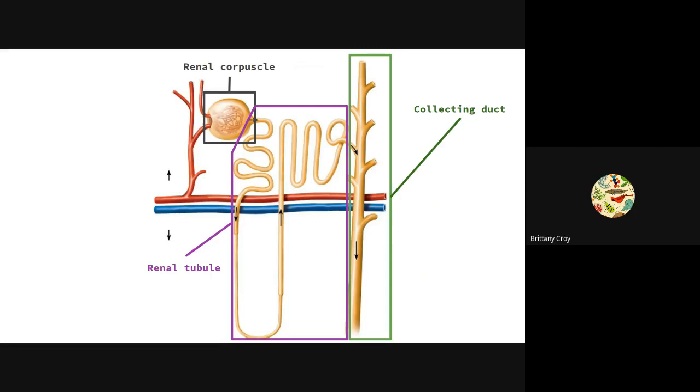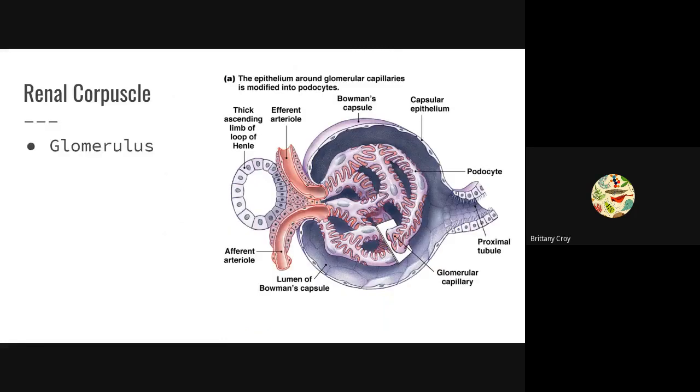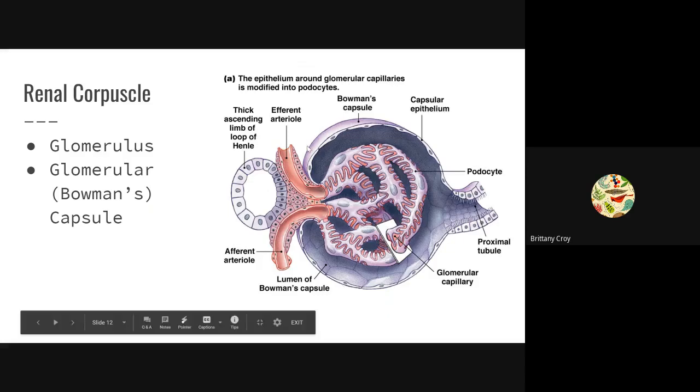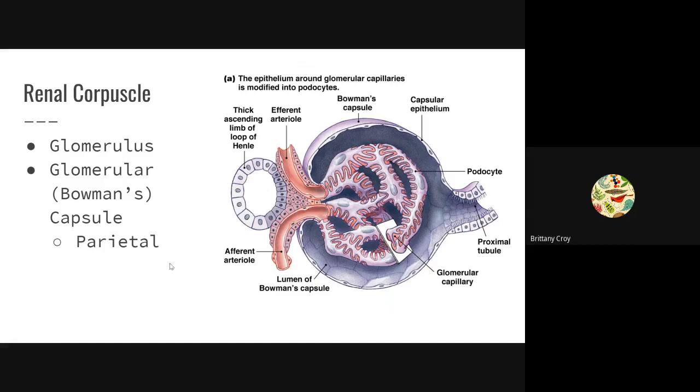Now let's take a closer look at the renal corpuscle. The renal corpuscle also has two parts, the glomerulus and the glomerular capsule. The glomerulus are the capillaries right here, so like this ball of tangled capillaries, and the glomerular capsule is the outer part, the purple part in this image, kind of like a shell or a capsule holding the capillaries in. And the glomerular capsule also has two layers, a parietal layer, which is this outer layer right here, like the shell, and a visceral layer.